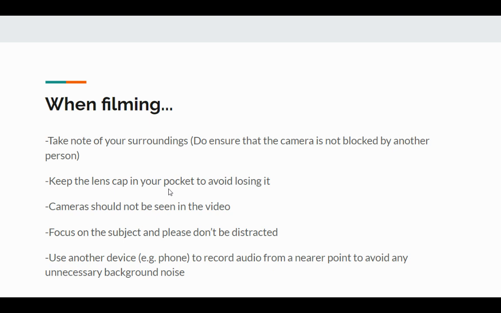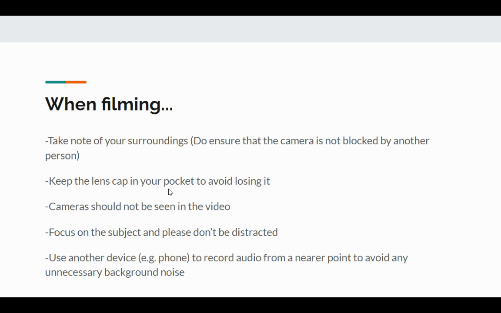Next, when filming, take note of your surroundings and ensure that the camera is not blocked by another person. It's very important because sometimes the person who is filming or directing blocks the camera subconsciously with a part of their shoulders, and that would actually give the editor a hard time.